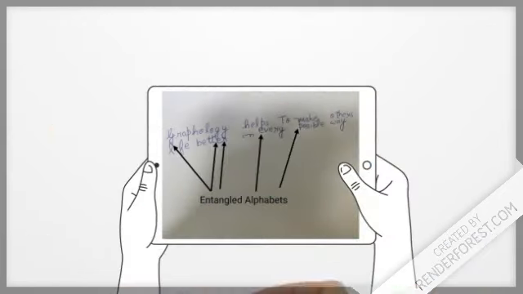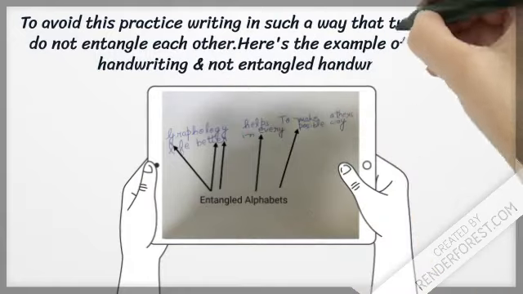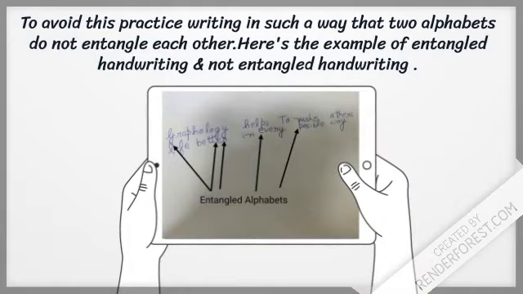To avoid this, practice writing in such a way that two alphabets do not entangle each other. Here's the example of entangled handwriting and not entangled handwriting.